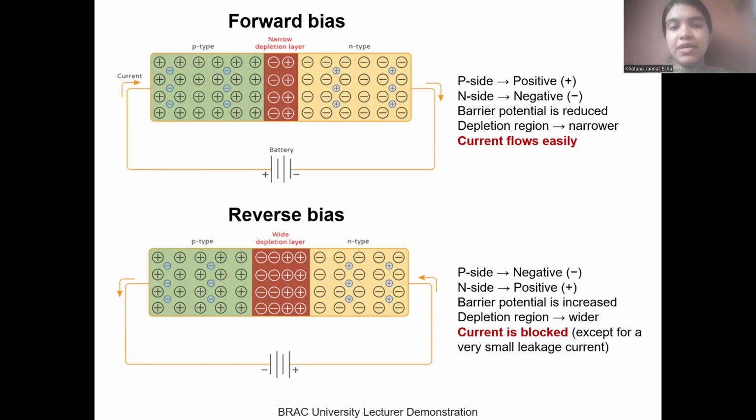In this way, as the battery attracts all the majority carriers towards itself, the barrier potential gets increased, and it causes the depletion region to become wider. As the depletion region gets wider, current cannot normally flow, and current gets blocked. But because of minority charge carriers, a small leakage current can flow through a reverse biased PN junction.